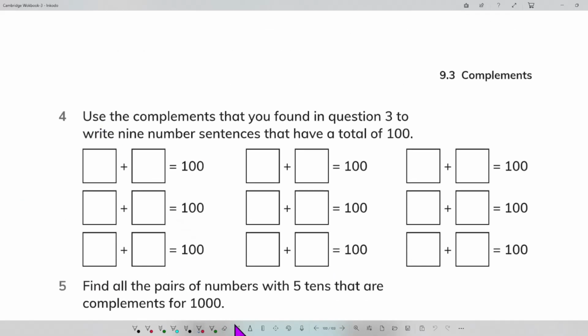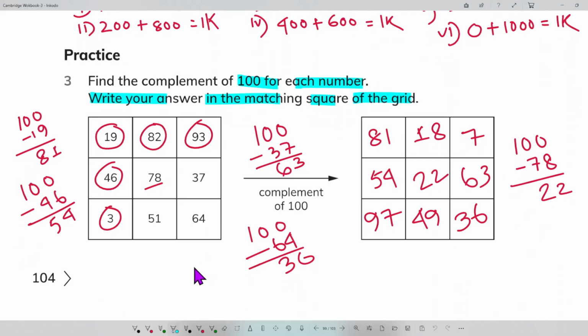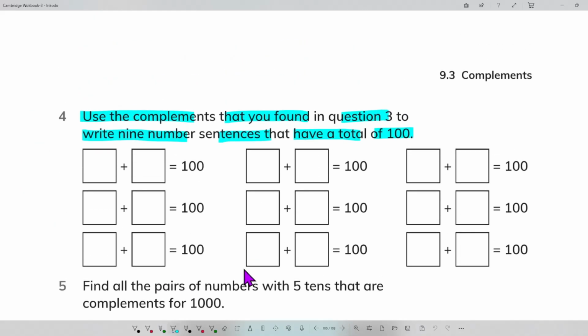Next, use the complements that you found in question 3 to write 9 number sentences that have a total of 100. So from here we have to find out totals of 100. 9. So 1 2 3, 1 2 3, 1 2 3. So 3 by 3, it's 9 numbers. We need to make this one.